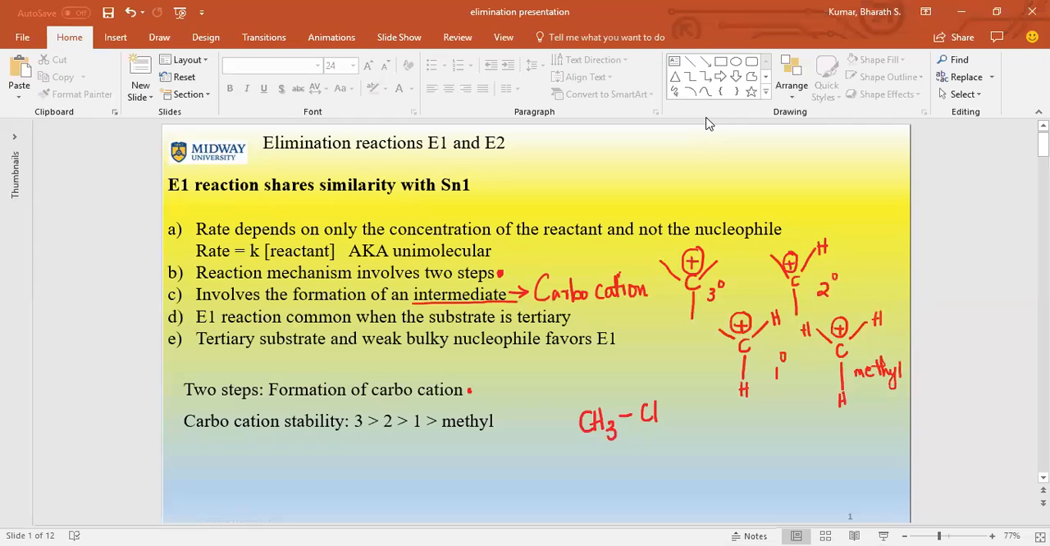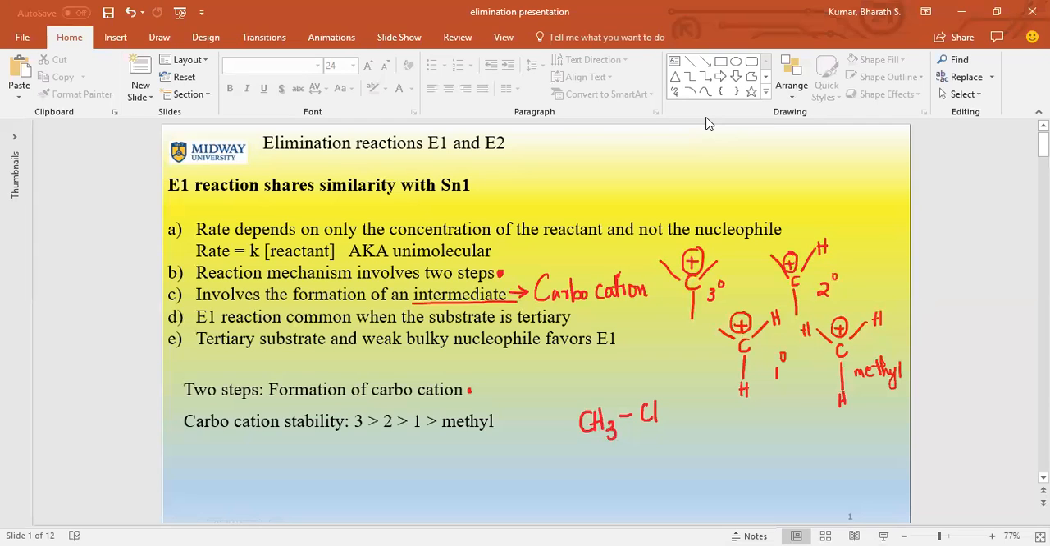An E1 reaction is generally common among substrates that are tertiary. However, some secondary substrates also go to a certain extent to produce E1 products, but predominantly if your substrate is tertiary, that is, a carbon containing 3 bonds and none of them hydrogen, then typically that would lead to an E1. We will look at examples. Now, it all comes down to the nature of the nucleophile, which we will see in the next few slides.